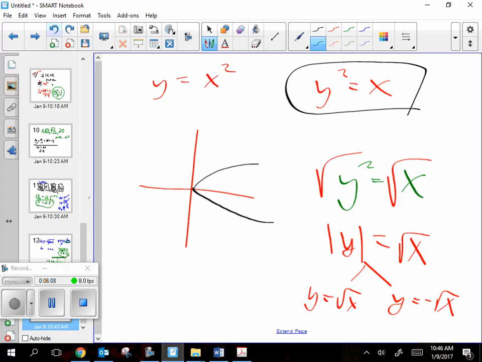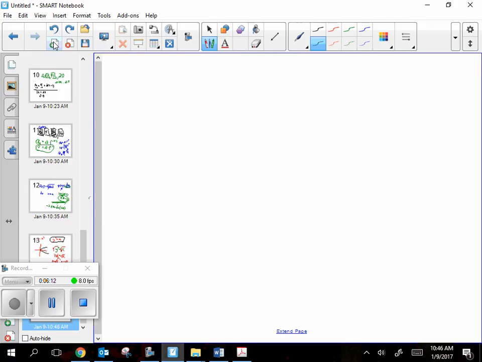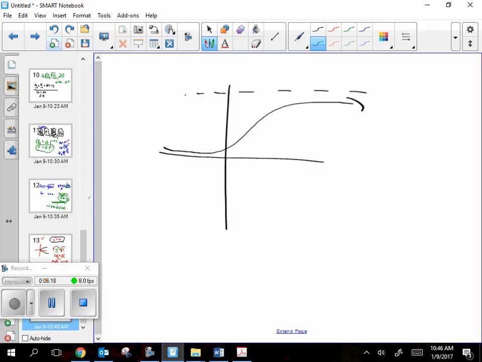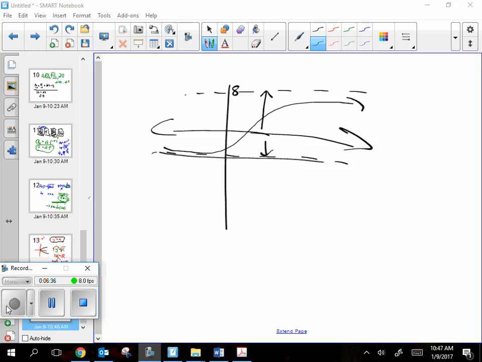Okay, next. I think domain and range from a picture should be pretty obvious, but I don't know. Let's say I have this one. It's got an asymptote here, and this is at 8. Would you tell me the domain and range for that from looking at its picture? Okay, you should have said that domain, which is going this way and this way, is from negative infinity to positive infinity. And its range was from 0 to 8.